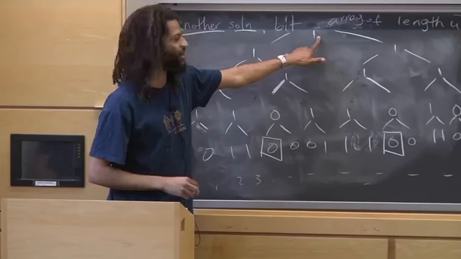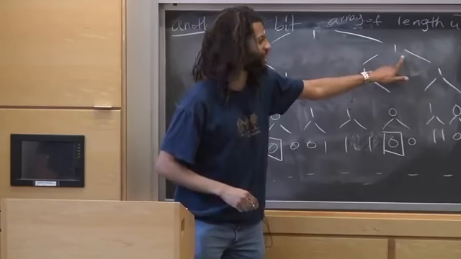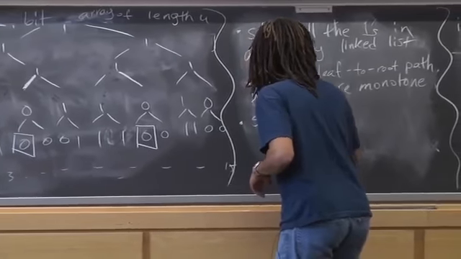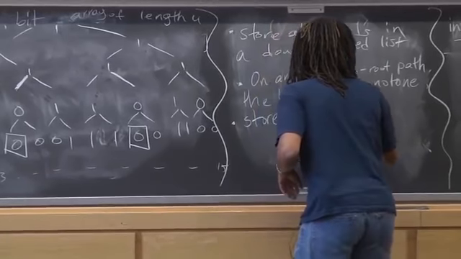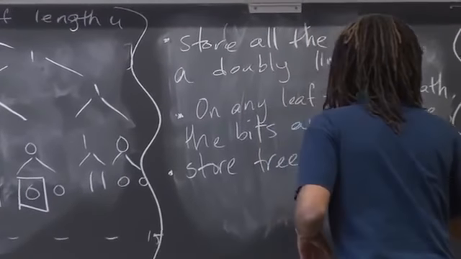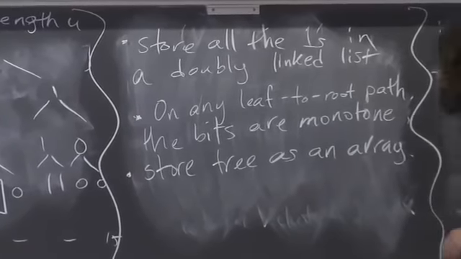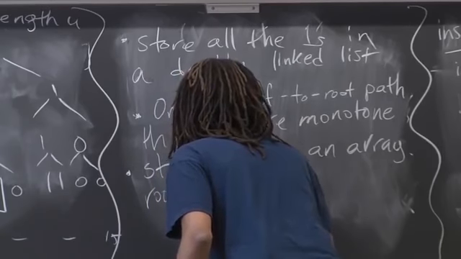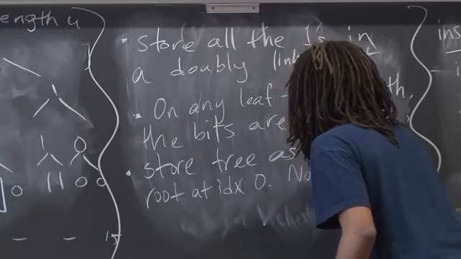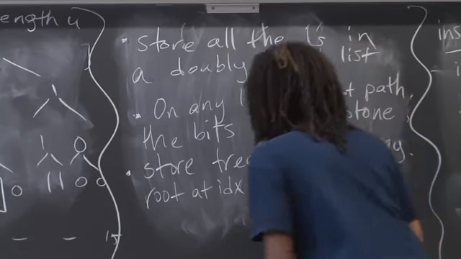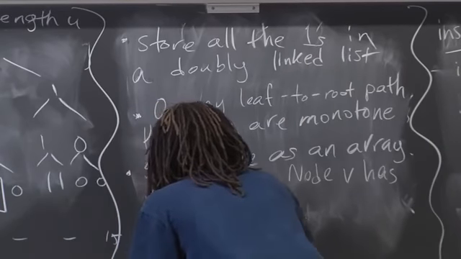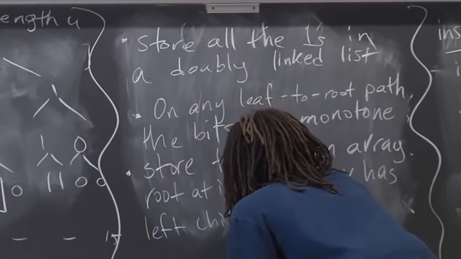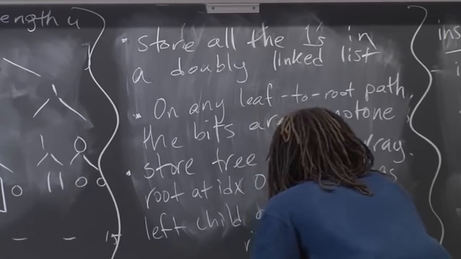This is index 0. That's index 1, and that's index 2. So in general, let me write this. Store tree as an array. Root is at index 0. Node v has left child at 2v plus 1 and right child at 2v plus 2.